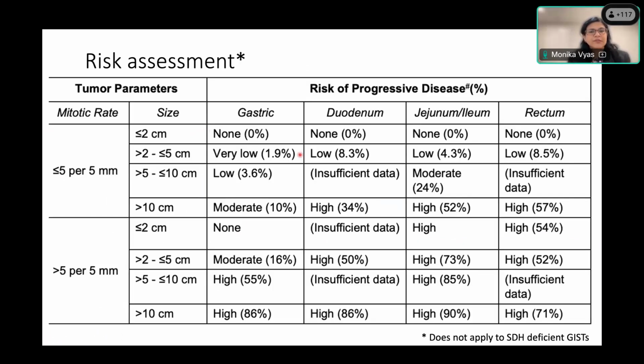So here's the risk assessment for GIST. This is taken from the CAP protocol, so you can go back and review it. It depends upon the location of the tumor, gastric, duodenum, jejunal, or I think rectal. And then it depends on the size of the tumor, so less than 2, 2 to 5, and 5 to 10 are the cutoffs. And then mitotic rate, as we discussed, less than 5 or more than 5 per 5 millimeter square. Depending on all these 3 parameters, you can get a risk category, which will determine the further follow-up and treatment of the patient.